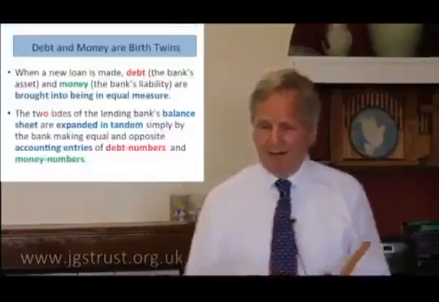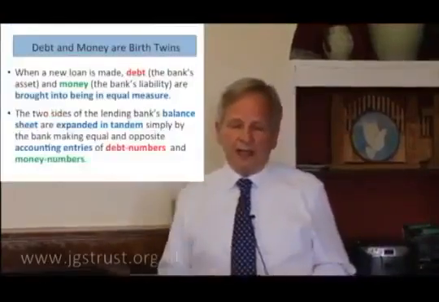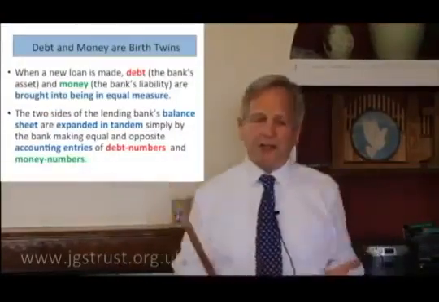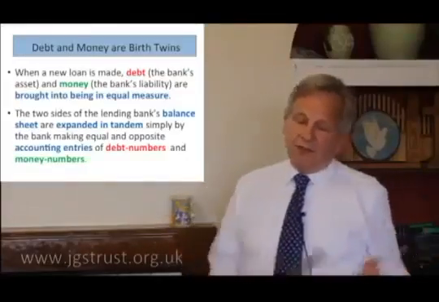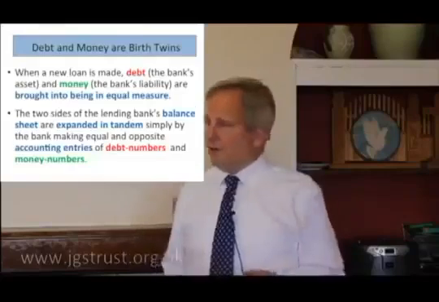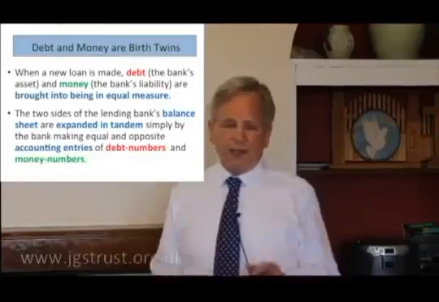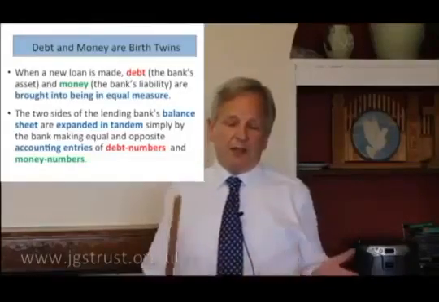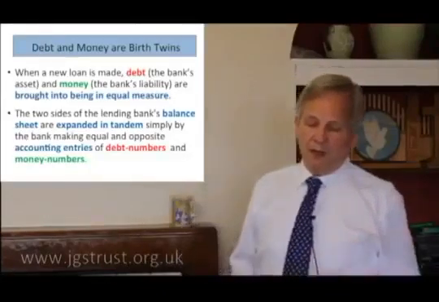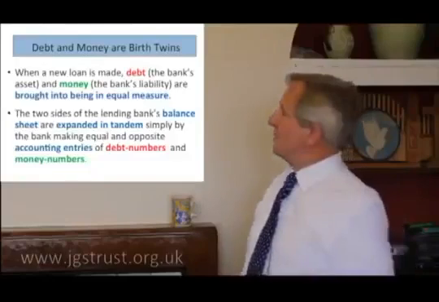That's it. So we can say that debt and money are birth twins. They come into existence together. When a new loan is made, the debt and the money come into being in equal measure on opposite sides of the balance sheet. So the balance sheet is expanded in tandem, with new accounting entries of debt numbers and money numbers.